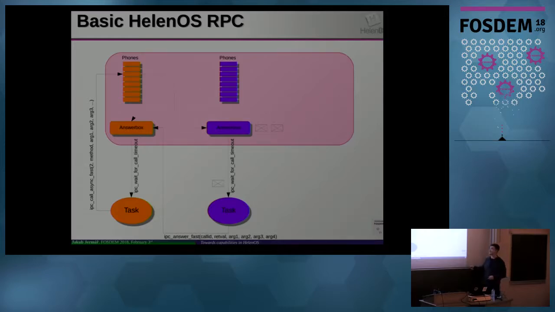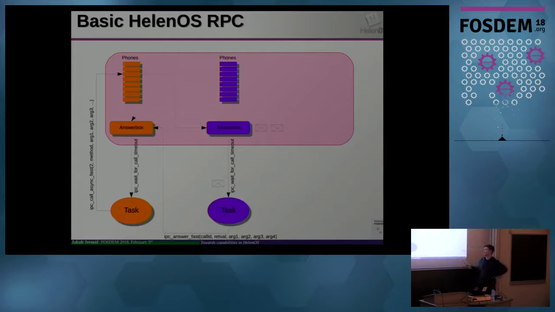So the orange task can specify the connection by a user space handle, in this case 2012, which to use, then specify some arguments of the message. So the handle identifies the phone, which identifies the answer box. Then the receiving task can use a syscall to actually wait for messages on the answer box and receives the call, which is identified by a so-called call ID. We will get to call IDs later.